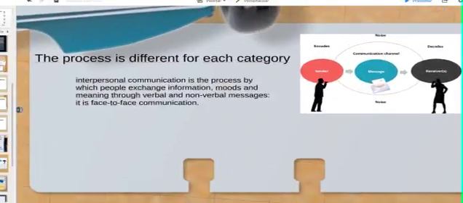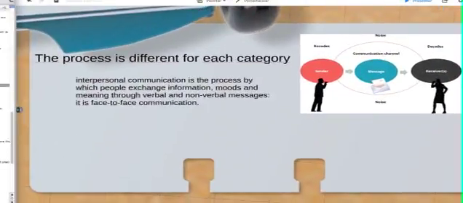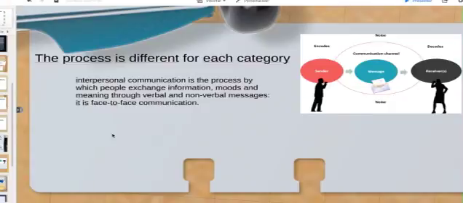Next, the process is different for each category. Interpersonal communication is the process by which people exchange information, moods, and meaning through verbal and non-verbal messages. It is face-to-face communication. The elements are the sender, message, receiver.